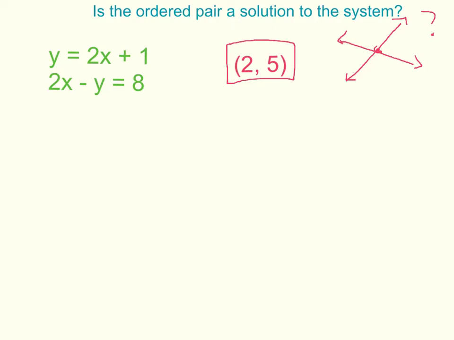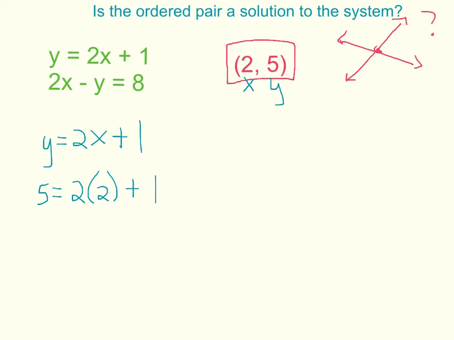The way we can do this is, every point has an x and a y. So we can plug the point in for x and y into each equation and check to see if it is a solution. First, y equals 2x plus 1. If we plug in x and y, it will be 5 equals 2 times 2 plus 1. 2 times 2 is 4, and 4 plus 1 is 5. So 5 equals 5. That is a good sign. That's saying that this point will be on the graph of that equation.